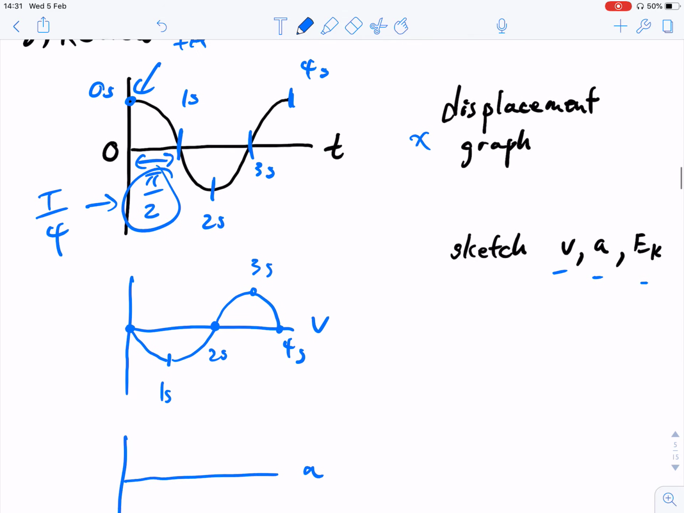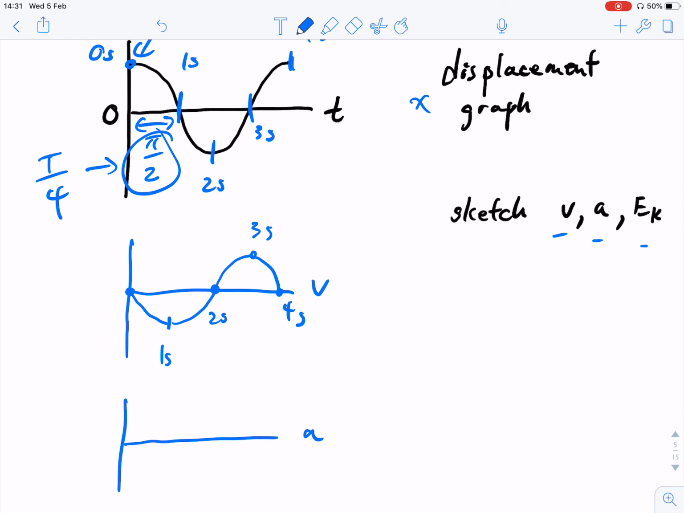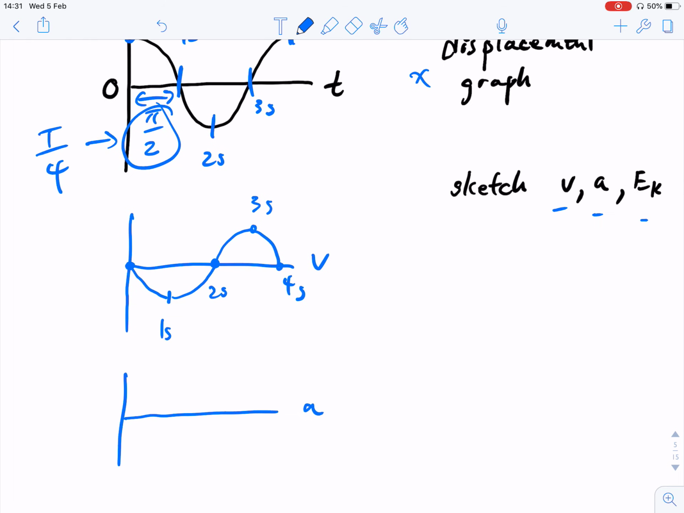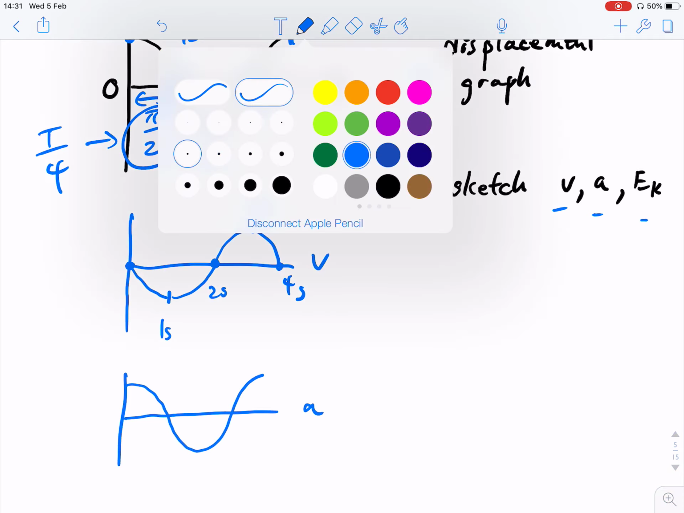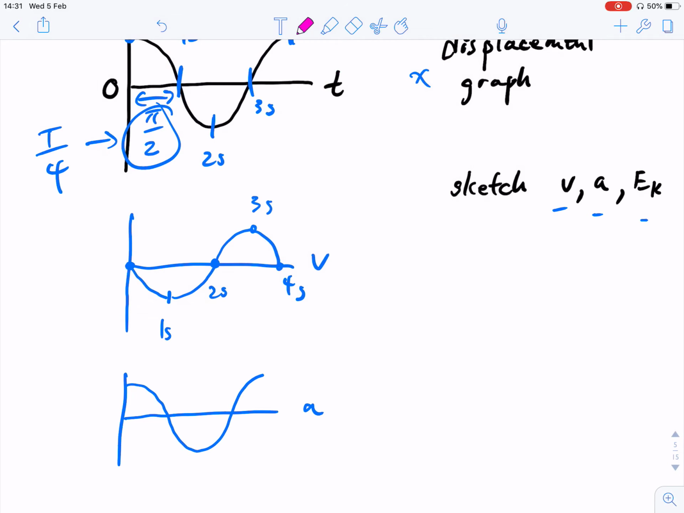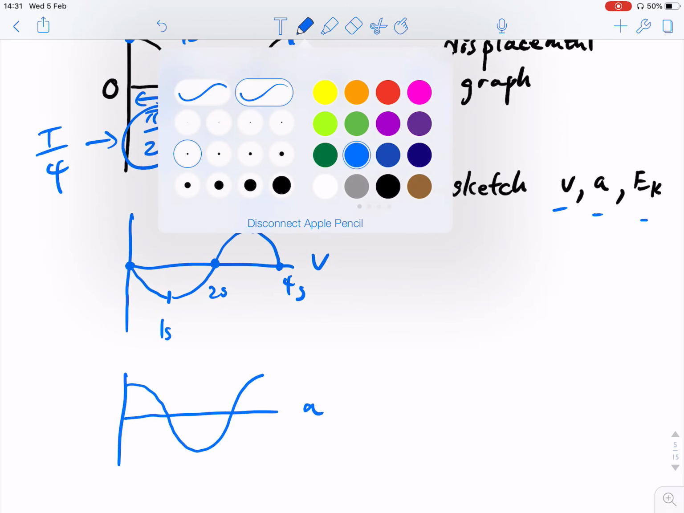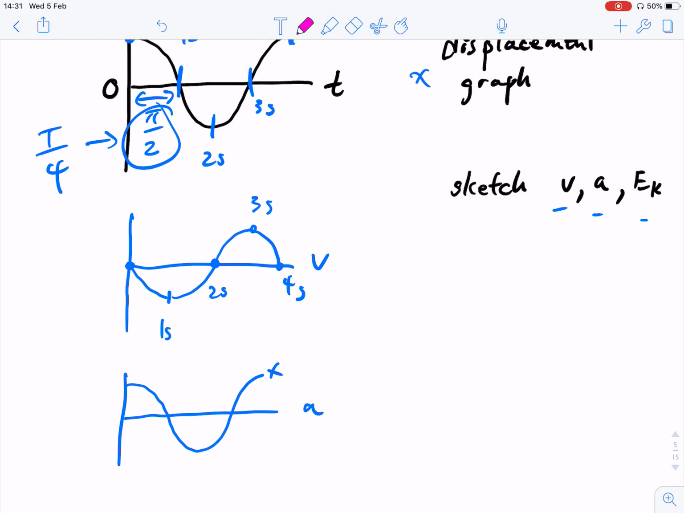We just spent quite a bit of time talking about this. The acceleration graph is always going to oppose the displacement graph. So if that was displacement, then acceleration will always oppose it, like that.